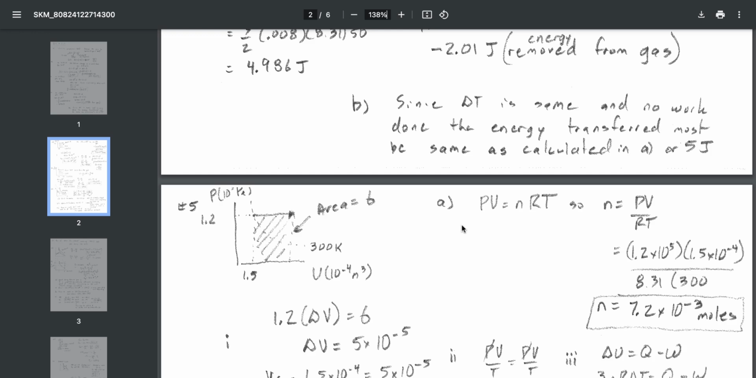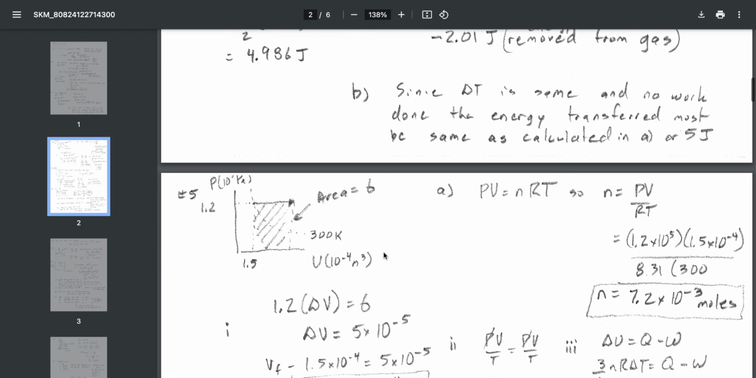So we just do PV equals nRT. We know P, V, R, and T for this initial point here. 1.5, 1.2. Work all that out, and you get 7.2 times 10 to the negative 3 moles. So that was A. And then it says the work done by the gas during the expansion is 6 joules. So this is an isobaric expansion, so we can just find the area underneath. That area is equal to 6.